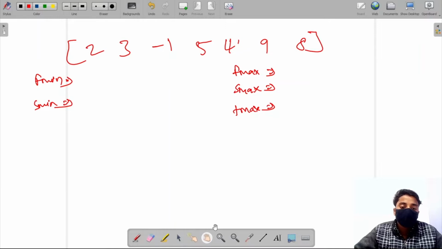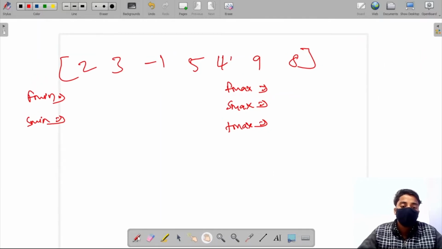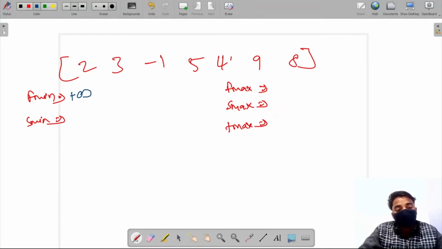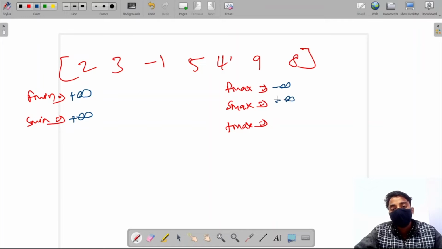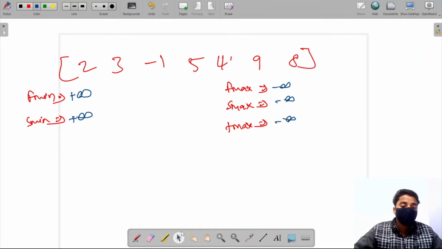Now we will iterate through the array one by one and update the min values and the max values. Initially, we need to find the max and we need to find the min, so I am going to take the min as positive infinity. Here the max will be negative infinity.